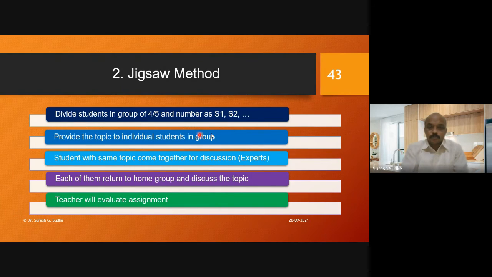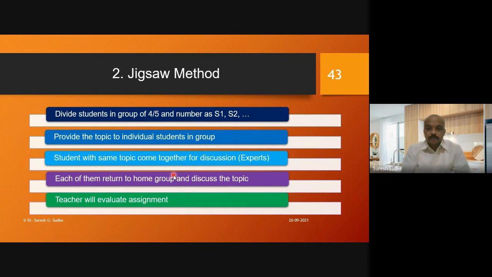The students are provided with the same topic. They will move to another table for discussion, which is called the expert group. And this expert group will again come back to their original table, which is called the home group, and they will discuss in their home group the topic the expert group discussed. And similarly, within a shorter period of time, they can exchange their ideas.